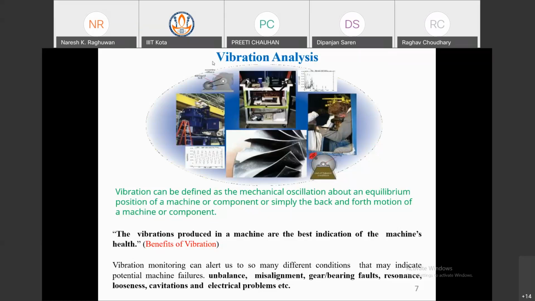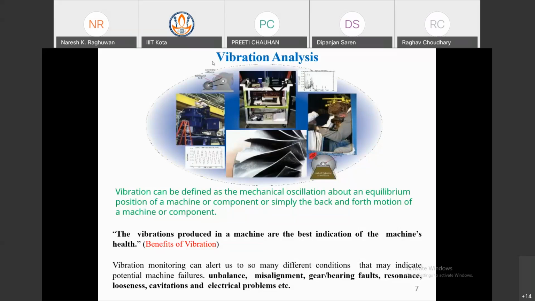Some basic advantage of the vibration is what? Generally, you consider that vibration has some disadvantage, because due to vibration the noise will come out and the machine will fail. But if you are capturing the vibration signal, you will find the fault in the machine. That is the advantage. If the vibration is not coming, then we cannot apply this technique for fault analysis. So the vibrations produced in the machine are the best indication of the machine health.